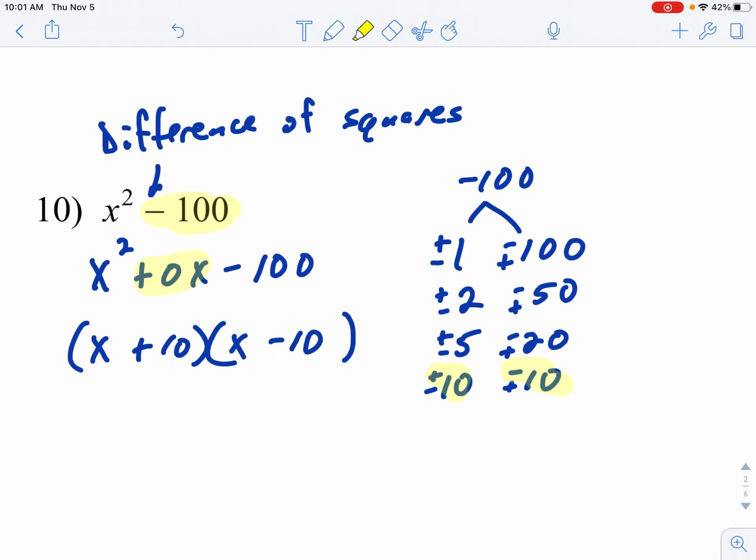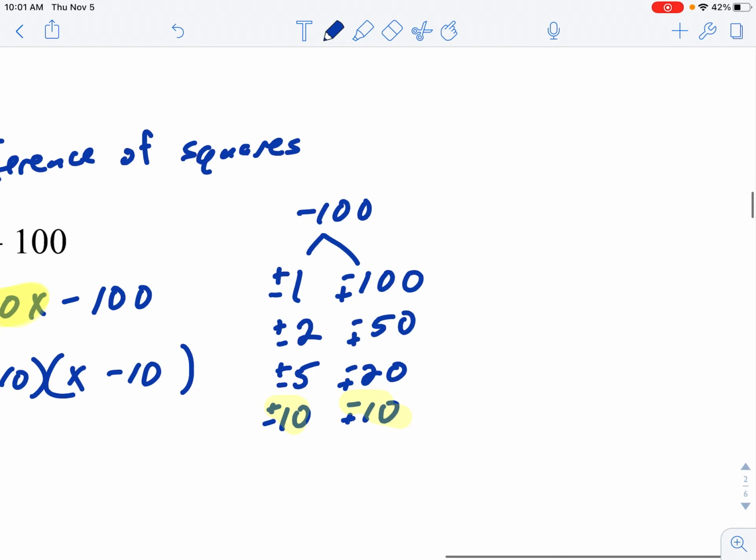And like yesterday, these are conjugates. x plus 10, x minus 10 are exactly the same, except one has a plus sign, one has a minus sign. Now, when you start out with a difference of squares, like I just showed you, this method works as long as you kind of pretend there's a 0x in the middle.